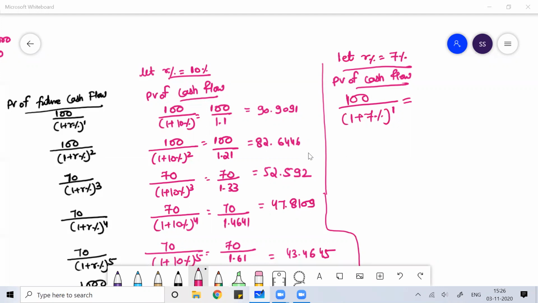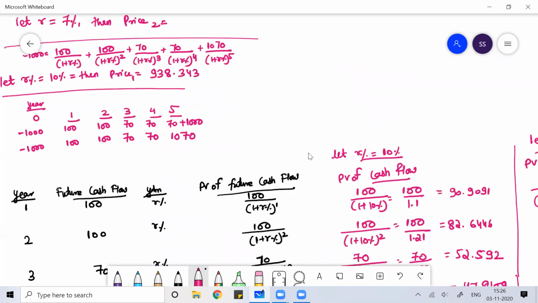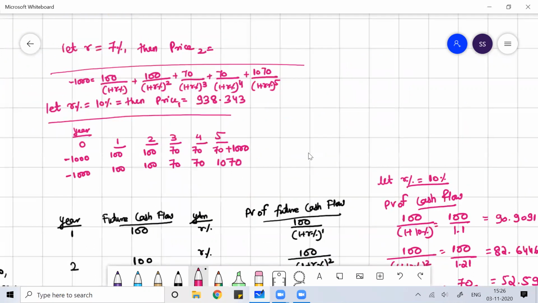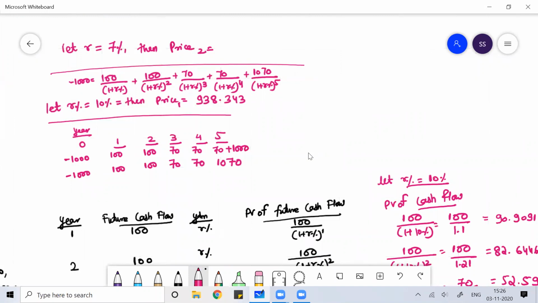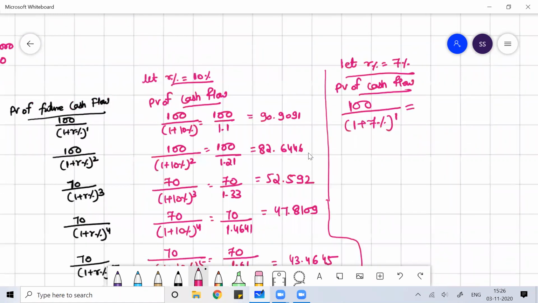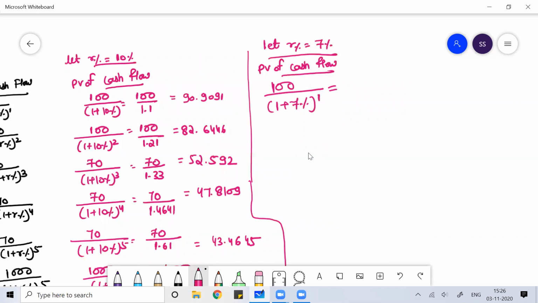When we assumed R is equal to 10%, we got the price of the bond as 938.343, but the price of the bond should be 1,000 rupees. So I want a bigger value, so I have to reduce the interest rate. Let me assume R is equal to 7%. So this would be 100 divided by 1.07.